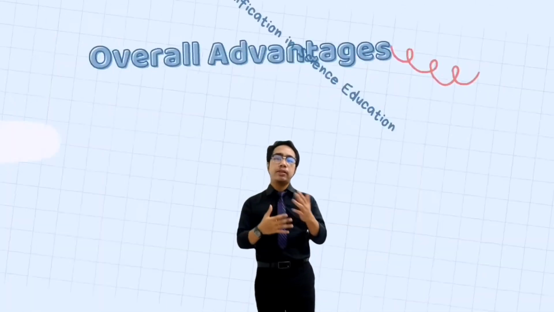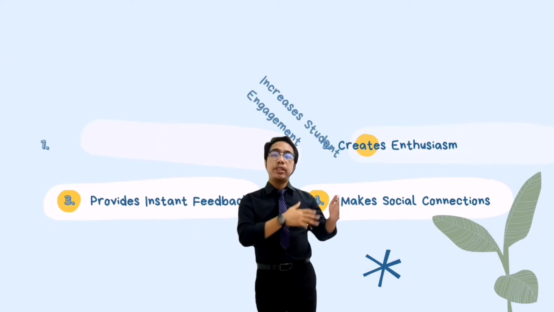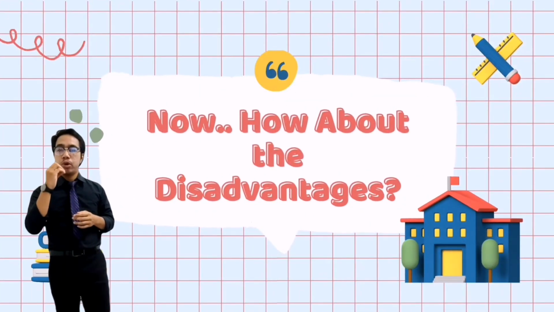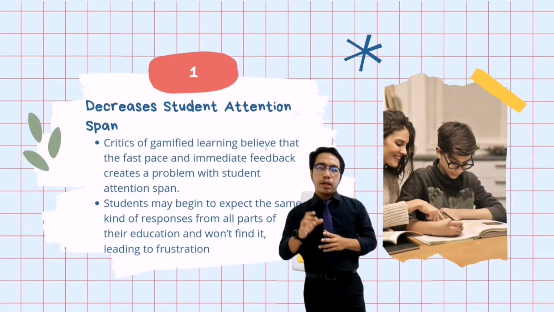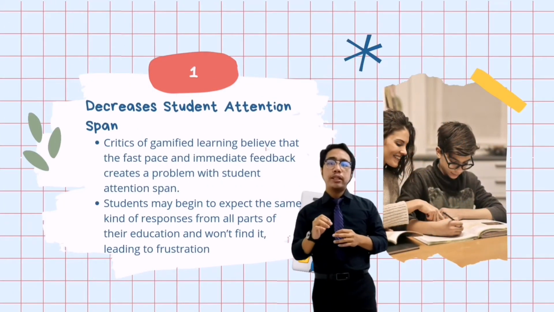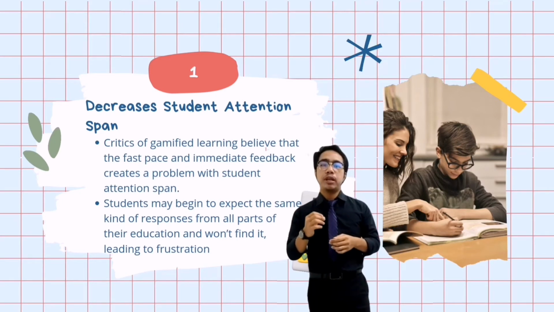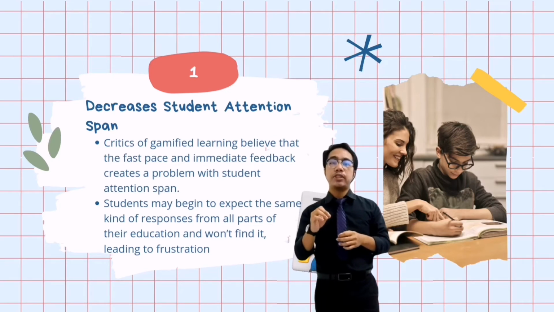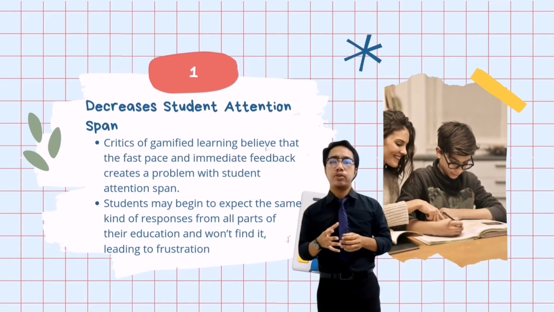But like other things, advantages must come with disadvantages. This also applies to gamification. What are the cons or the disadvantages? The first one, it can decrease student attention spans. Critics of gamification believe that the fast-paced and immediate feedback create a problem with student attention spans.